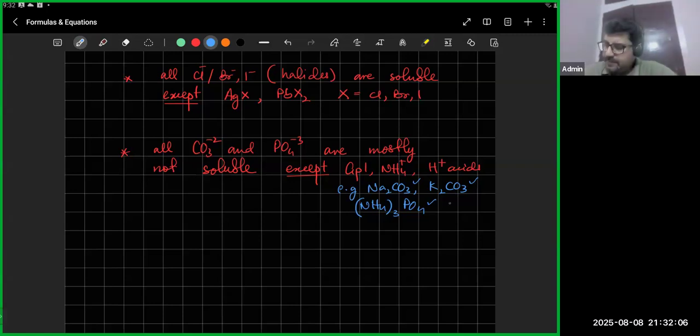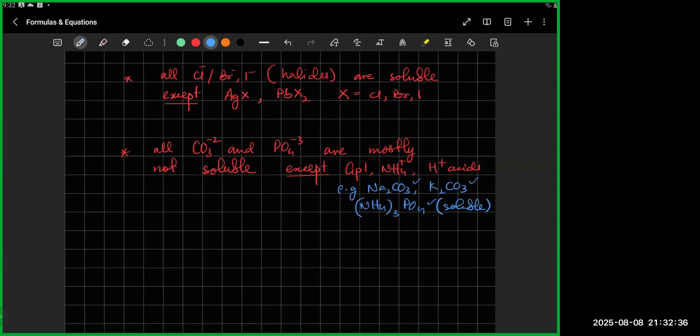Okay, so these are all soluble. Example here: iron carbonate is not soluble. Calcium carbonate, that's group 2, right? So that's not soluble. Aluminum carbonate, that's group 3, is not soluble. Okay, so the rest of the carbonates and phosphates are not soluble. Okay, clear? Yes, sir.